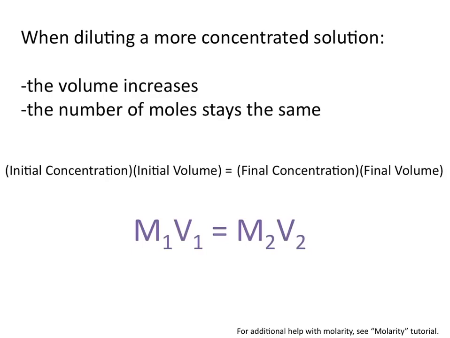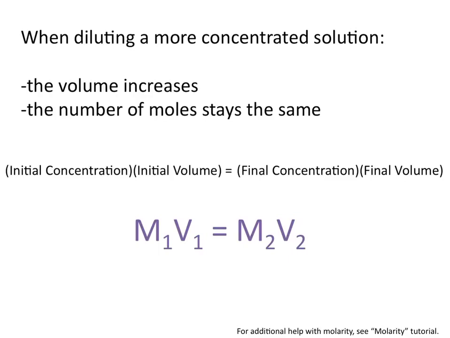Sometimes you see this written M1 times V1 equals M2 times V2, and M1 times V1 equals the molarity of the first solution times its volume, which equals M2 times V2, which is the molarity of the second solution times its volume. It's just another way of writing initial and final.